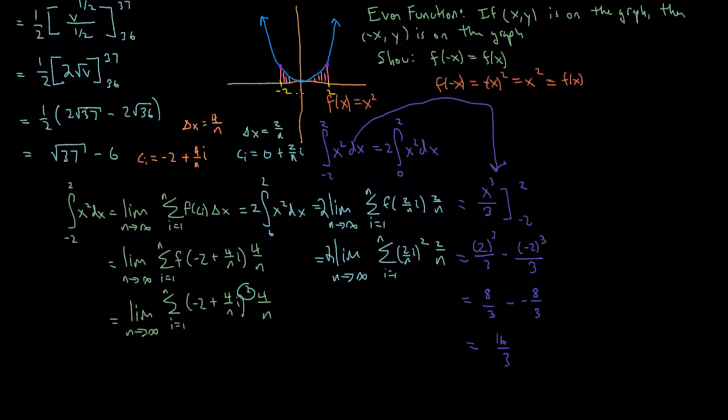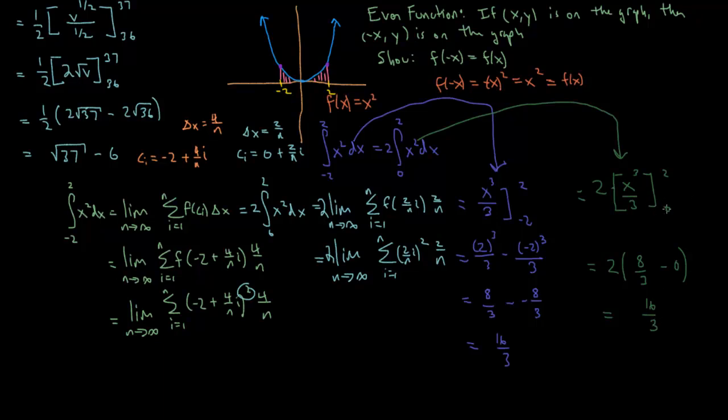But what about if instead you said, all right, let's do it this way? Still the same exact antiderivative, except we're going to say 2 times the antiderivative x cubed over 3, and we are going to evaluate that from 0 to 2 instead of from negative 2 to 2. We're just going to multiply our answer by 2. And what do we get? Well, it's 2 times, x cubed is 8 over 3 minus 0.